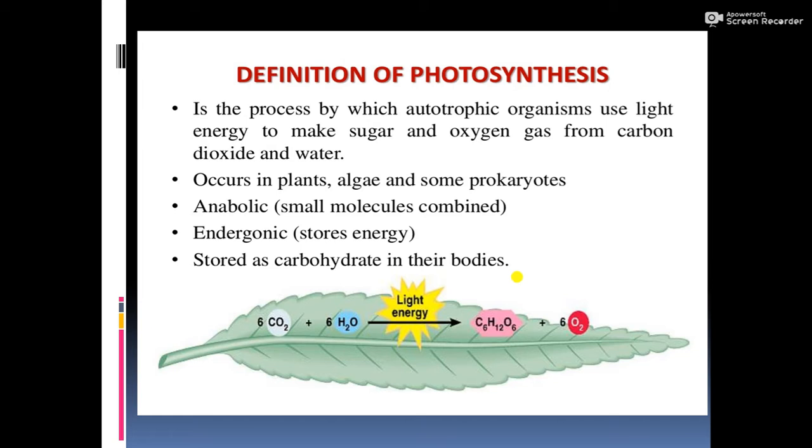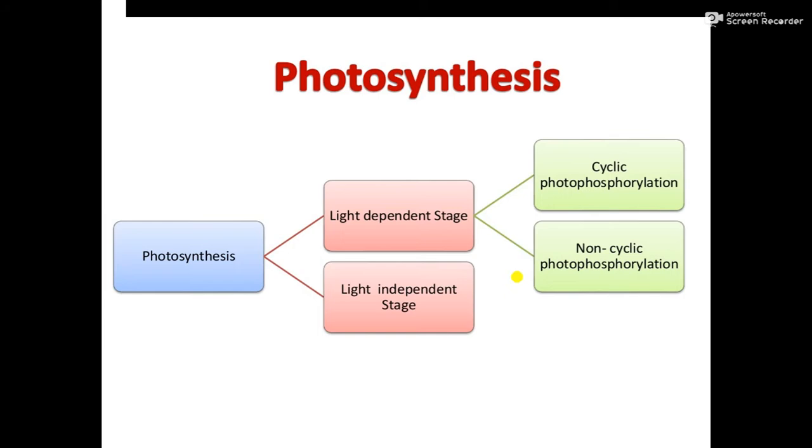What is photosynthesis? This is the process by which autotrophic organisms use light energy to make sugar and oxygen gas from carbon dioxide and water. It occurs in plants, algae, and some prokaryotes. It's anabolic, that means small molecules are combined. It's endergonic, that means it stores energy, stored as carbohydrate in their bodies.